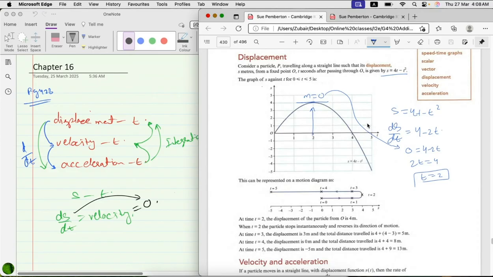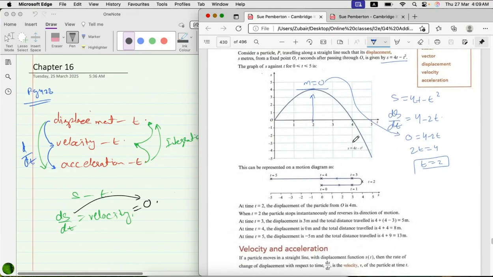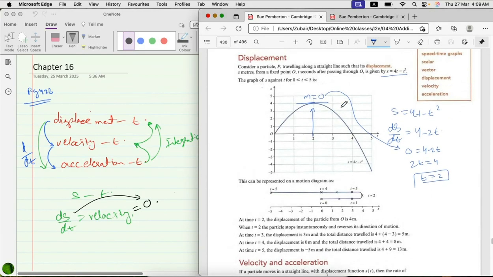Because we have the equation of displacement, we can find the displacement at any point. If you substitute 1, you'll get 3. If you substitute 4, you'll get 0. And if someone asks to find the distance traveled in the first 5 seconds, we know that the object is turning at time 2. At time 0, it was at position 0. At time 2, it is at position 4.